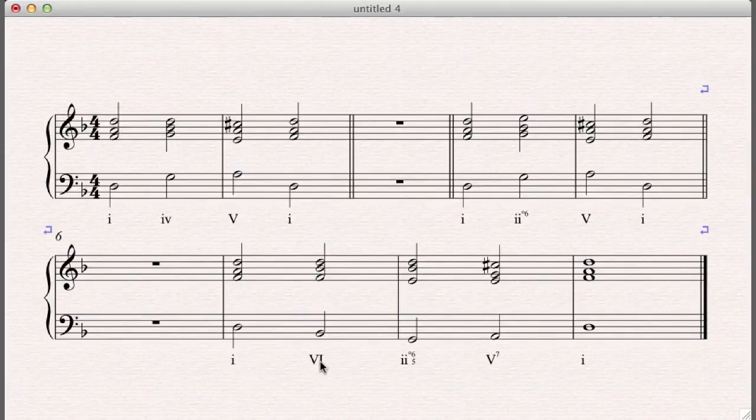We have the 1, 6 in root position, then to 2, but 2 is not going to be in root position. Instead, we're going to put it in first inversion. We'll keep it as a 7th chord. We'll go here as a 7th chord into 1. In this kind of progression you wouldn't put this as a 7th chord. I guess you could see it, but it would be less common than this. So let's take a listen to this one.